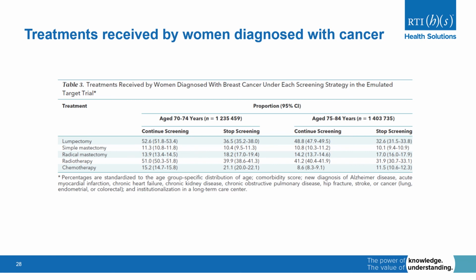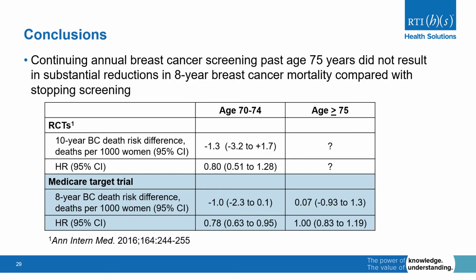We also estimated what type of treatments women require according to whether they were in this continuous screening or stop screening strategy. And we found that in both age groups, those that continue screening were more likely to receive breast conserving surgery as opposed to radical mastectomy. And they were also less likely to require chemotherapy as opposed to those in the stop screening group, which can be seen as benefits of continuing screening.